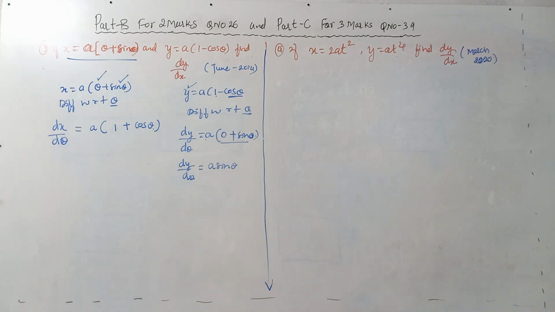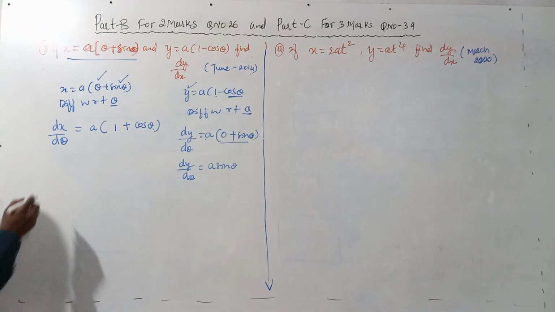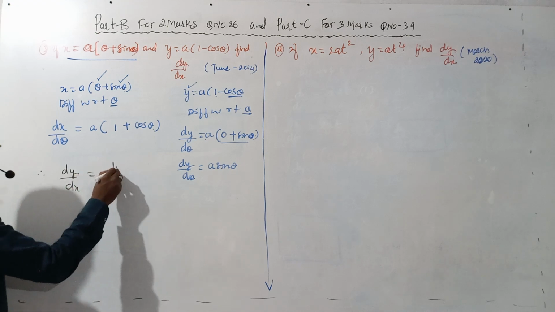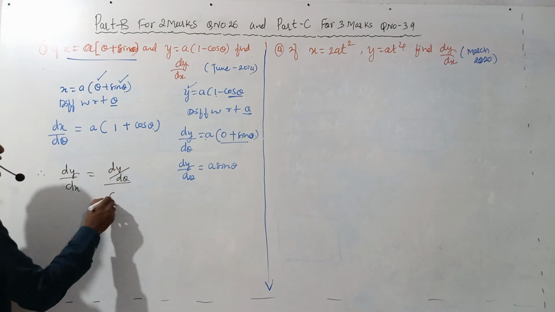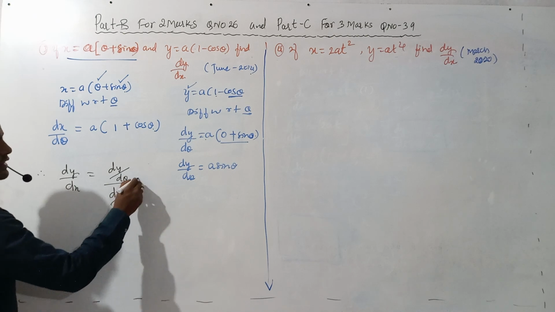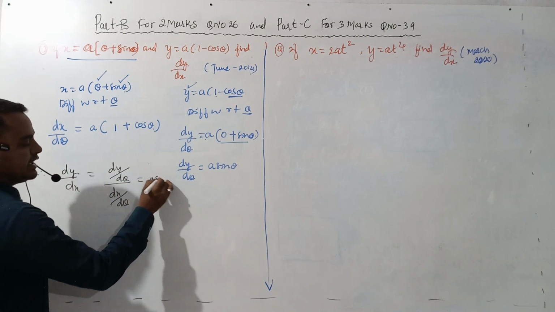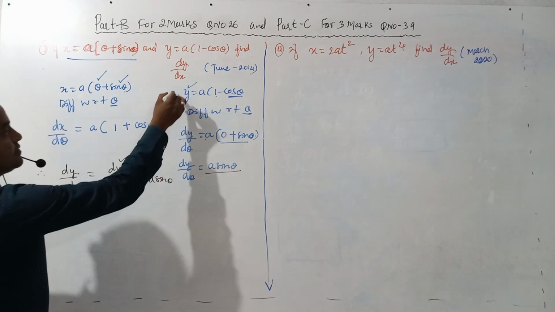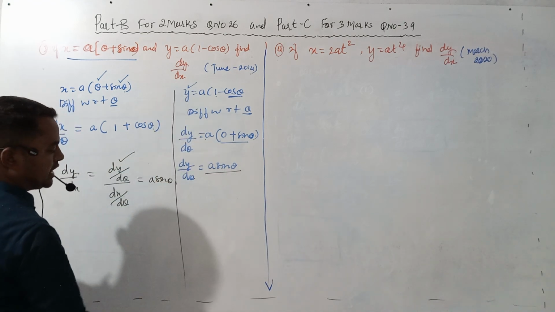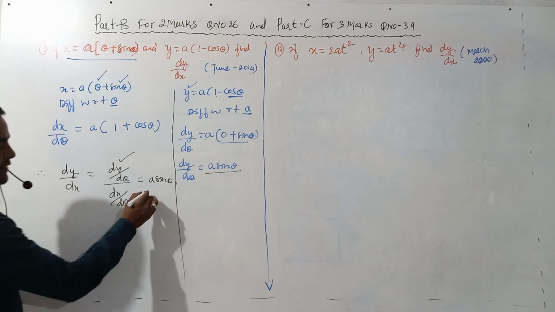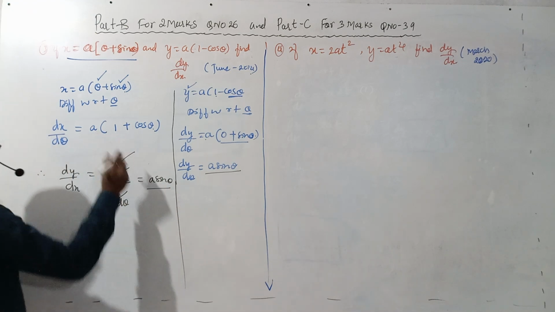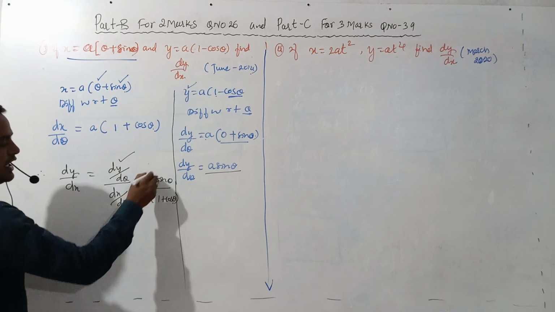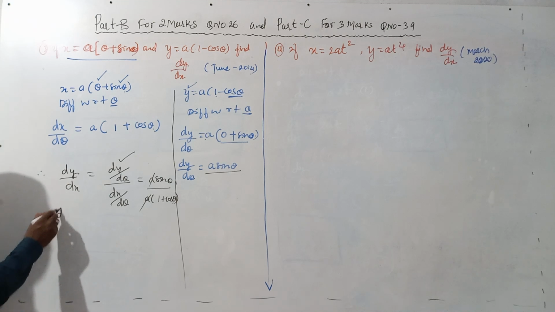Now dy by dx is equal to dy by d theta divided by dx by d theta. Dy by d theta here is a sine theta, divided by dx by d theta, which is a into the bracket 1 plus cos theta. This a gets cancelled.